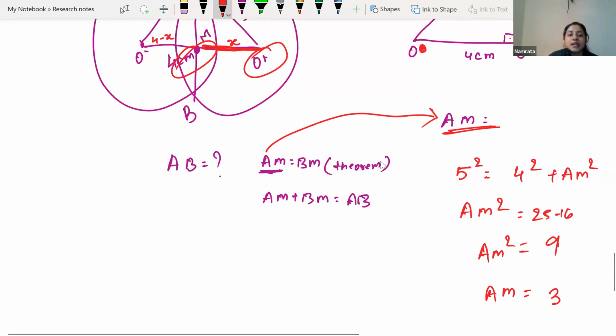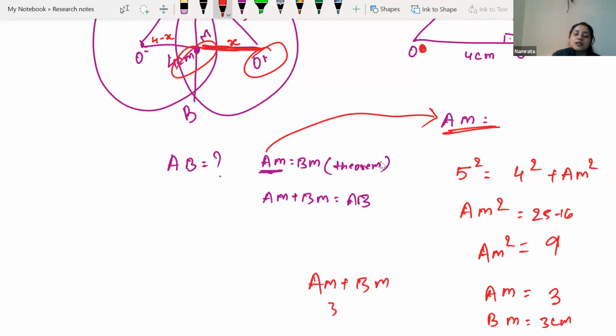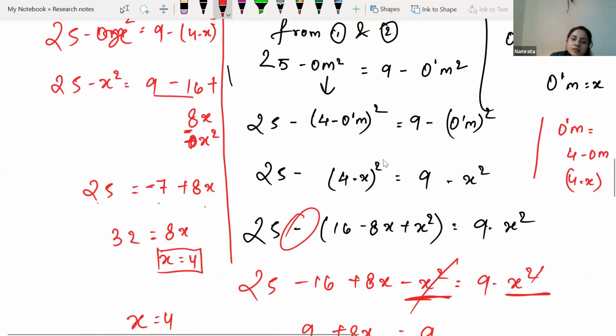Now we want to find AB. So BM will also be 3 centimeter only, and we just have to add AM plus BM, that is 3 plus 3, to get the total length of AB. Is it clear now to everyone? Yes. Yatika, Ifra, is it clear? Yes, ma'am.